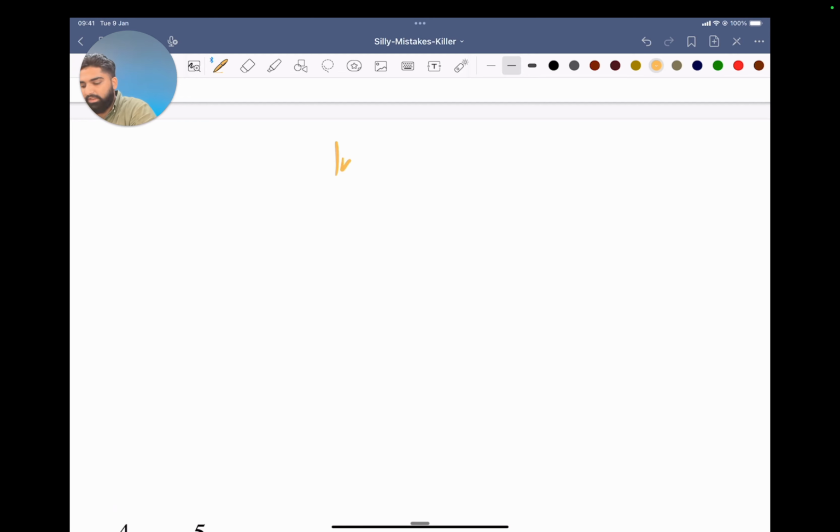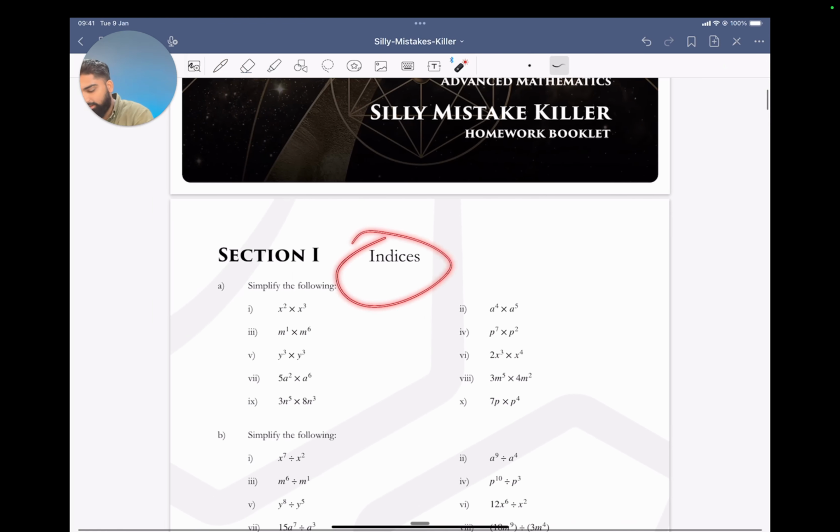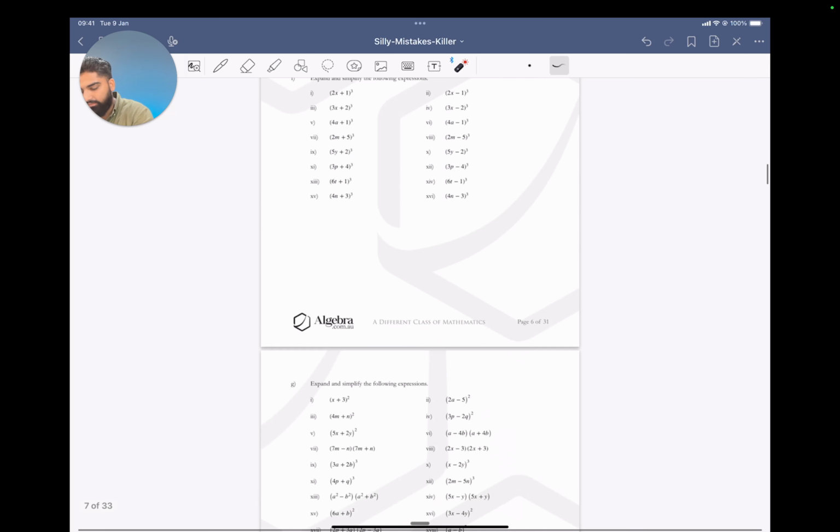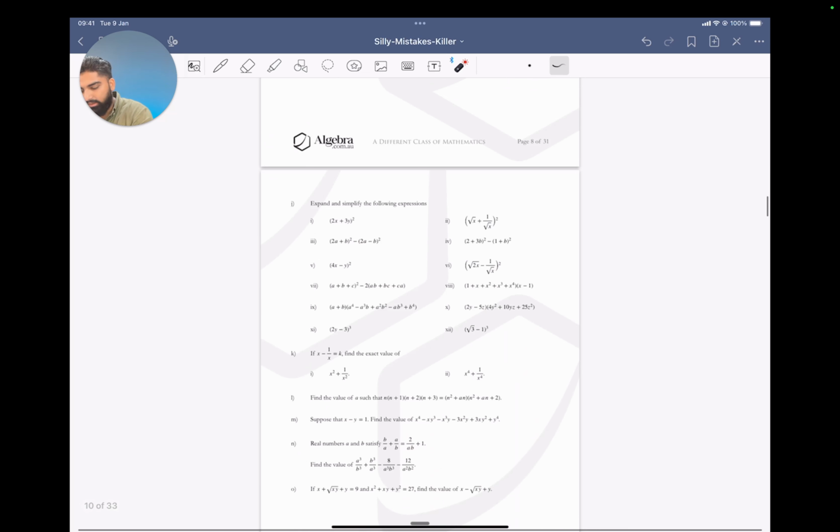We're going to start with indices first. Then we're going to move on to expansions. Then we have factorization right after. Let's keep going.